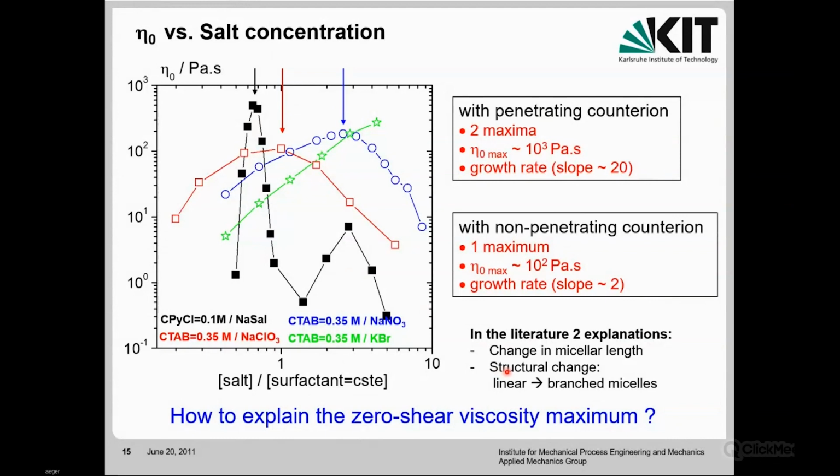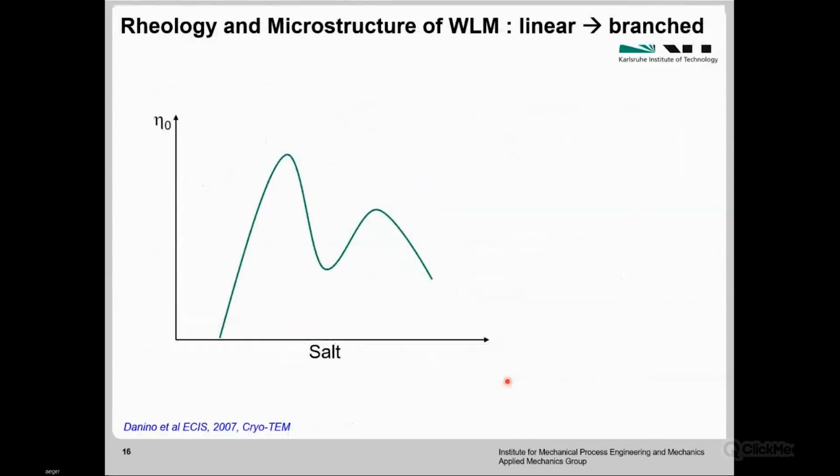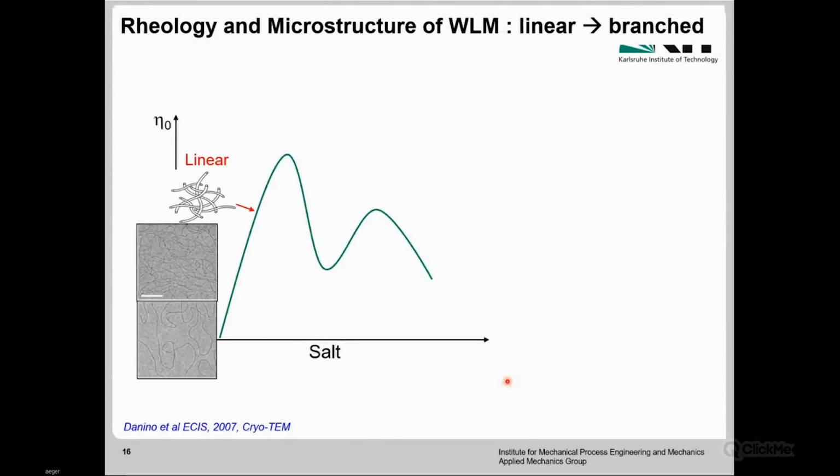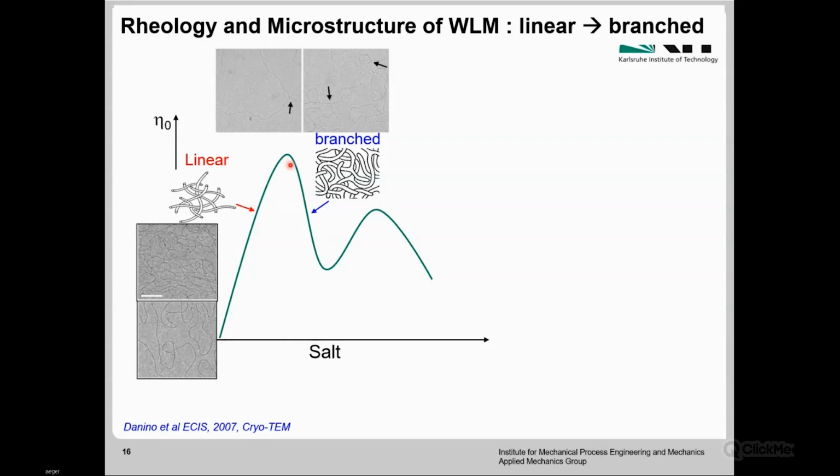And we answered these questions by first performing cryo-TEM experiments, in collaboration with Professor Danino in Israel. We have shown by cryo-TEM that below the viscosity maximum, we have formation of linear micelles, and the decrease of viscosity after the maximum is due to branched micelles. Here you see on the picture the branch points which occur.